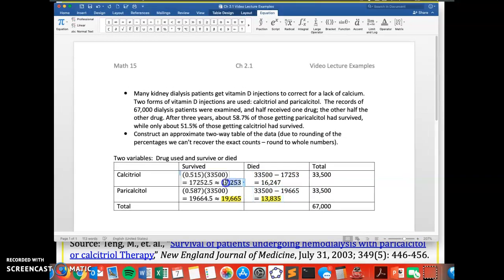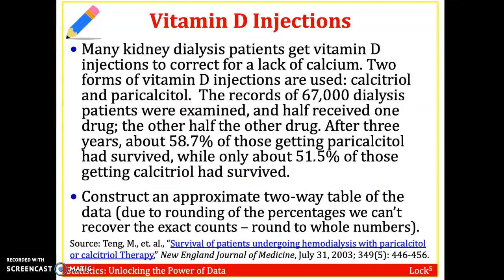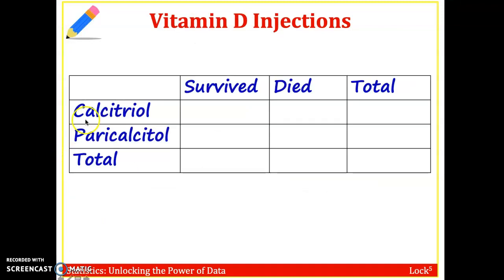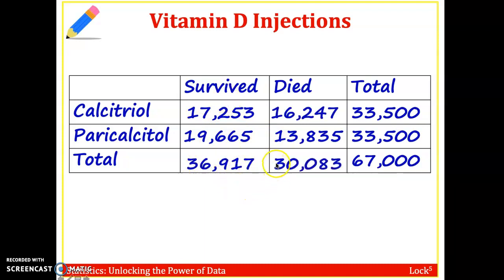And again, really when you fill in this table, you just want to include what I'm highlighting in here. You don't need to show the work. I just wanted to go through once to show you how to create a two-way table with information like this. So here on the slides, I've looked at 67,000, cut that in half because we're given that information, and then calculated the percentages as we went through before. And then the totals down here, if I want a total, I would add these together. 36,917 survived. 30,083 had died from this study.